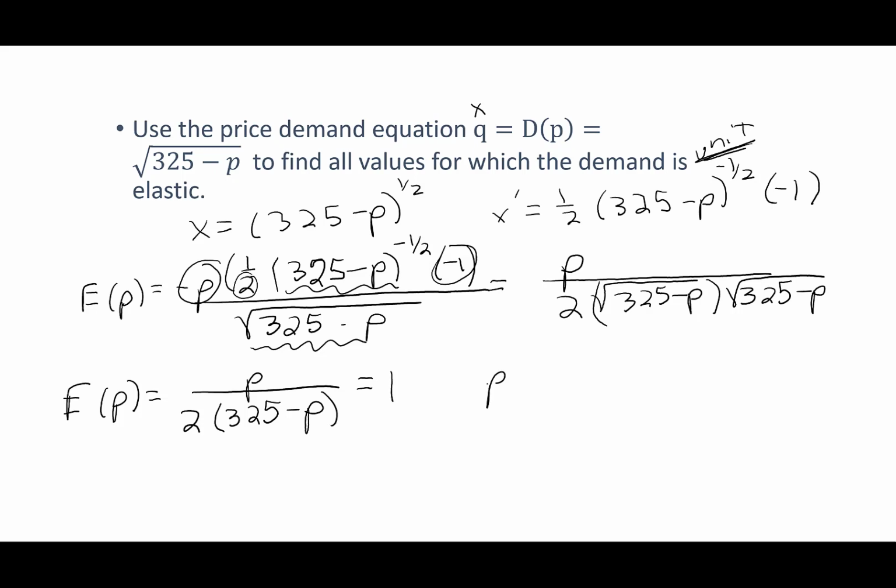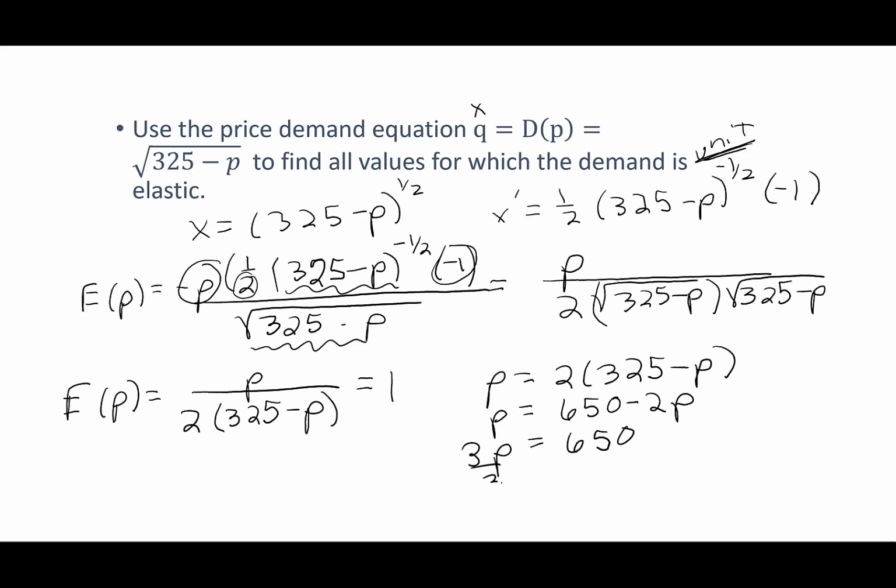We're going to say P is equal to 2 times 325 minus P. Let's distribute. I have P equals 2 times 325 is 650 minus 2P. Let's push that over. So the 2P comes to the right. Now I have 3P is 650. Divide by 3. Says the price is 216.67.